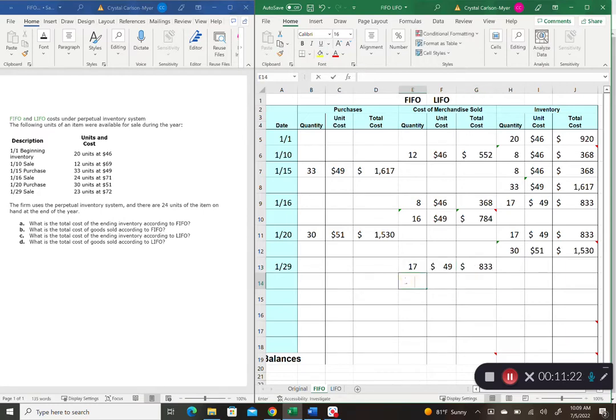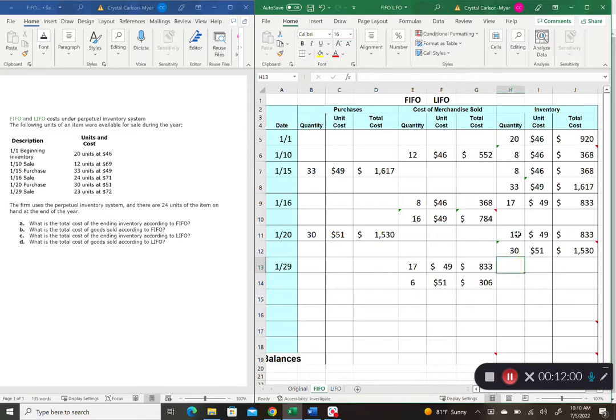And then I sold a total of 23 units. I've already accounted for 17 of those units, so I need to account for 6 units remaining. Again, it cost me $51 each because I'm taking out of this layer right here. So go ahead and multiply it out. All right, so the total cost of goods sold for the January 29th sale is your $833 plus your $306. So when you go to put that in your journal entry, that's the amount you're going to use for cost of goods sold.